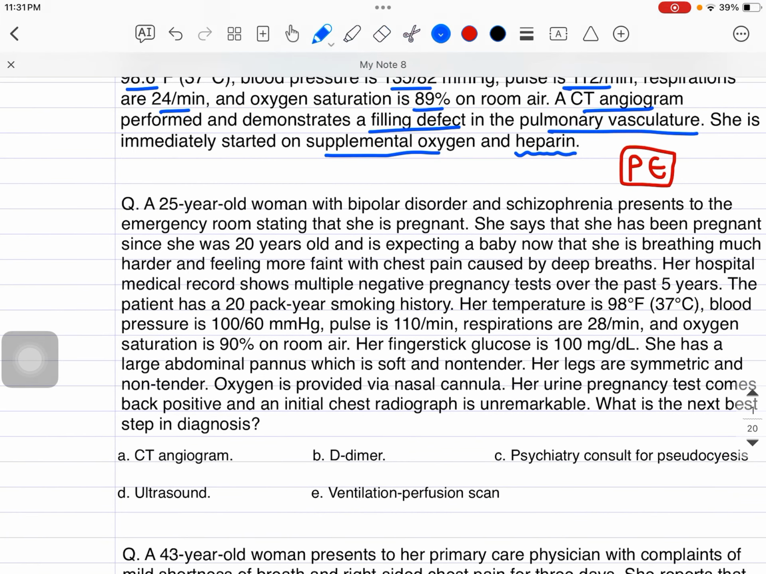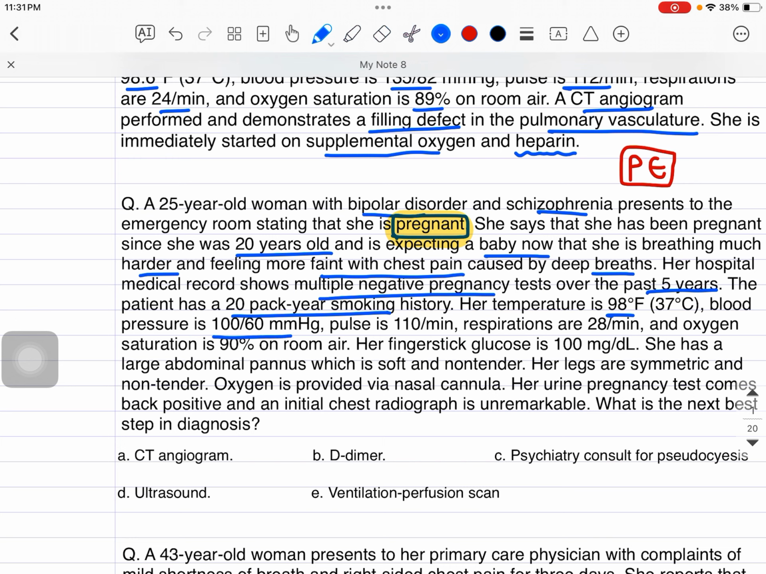A 25-year-old woman with bipolar disorder and schizophrenia presents to the emergency room stating that she is pregnant. She says that she has been pregnant since she was 20 years old and is expecting a baby now. She is breathing much harder and feeling more faint, with chest pain caused by deep breaths. Her hospital medical record shows multiple negative pregnancy tests over the past 5 years. Finally she is pregnant. The 20-pack-year smoking history is also there. Temperature is fine. BP is 100/60.